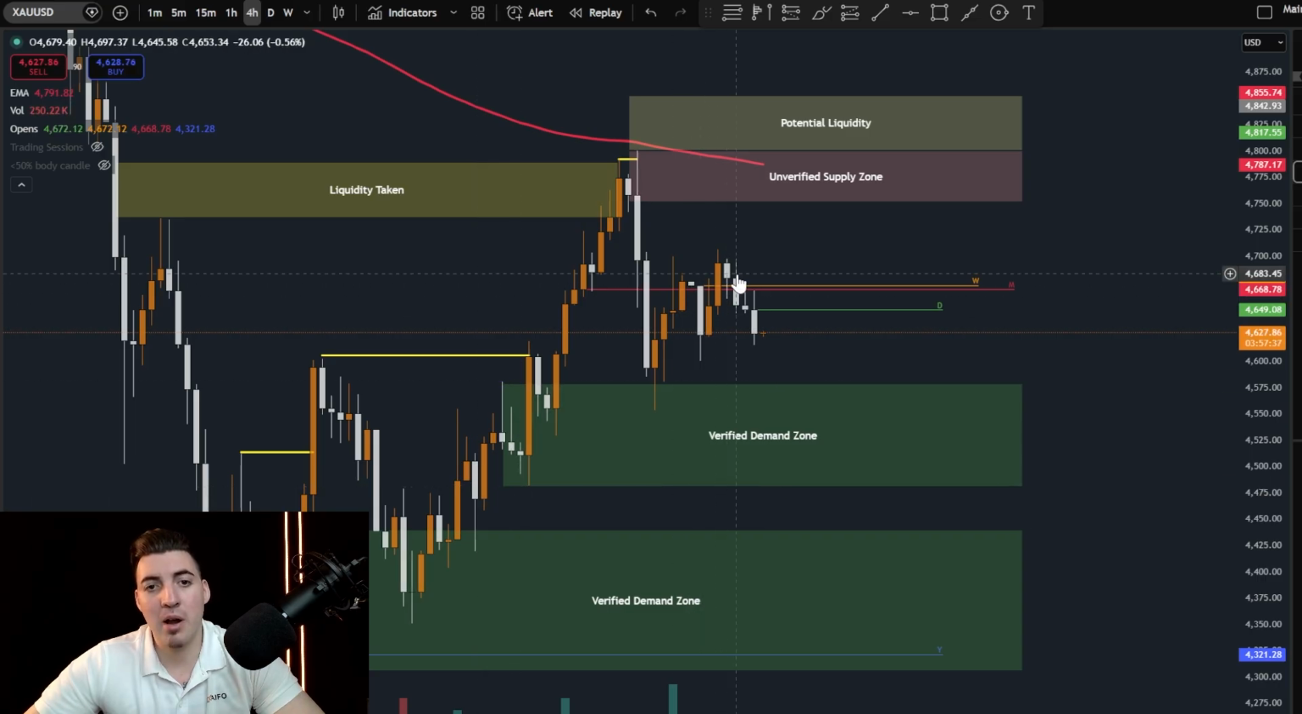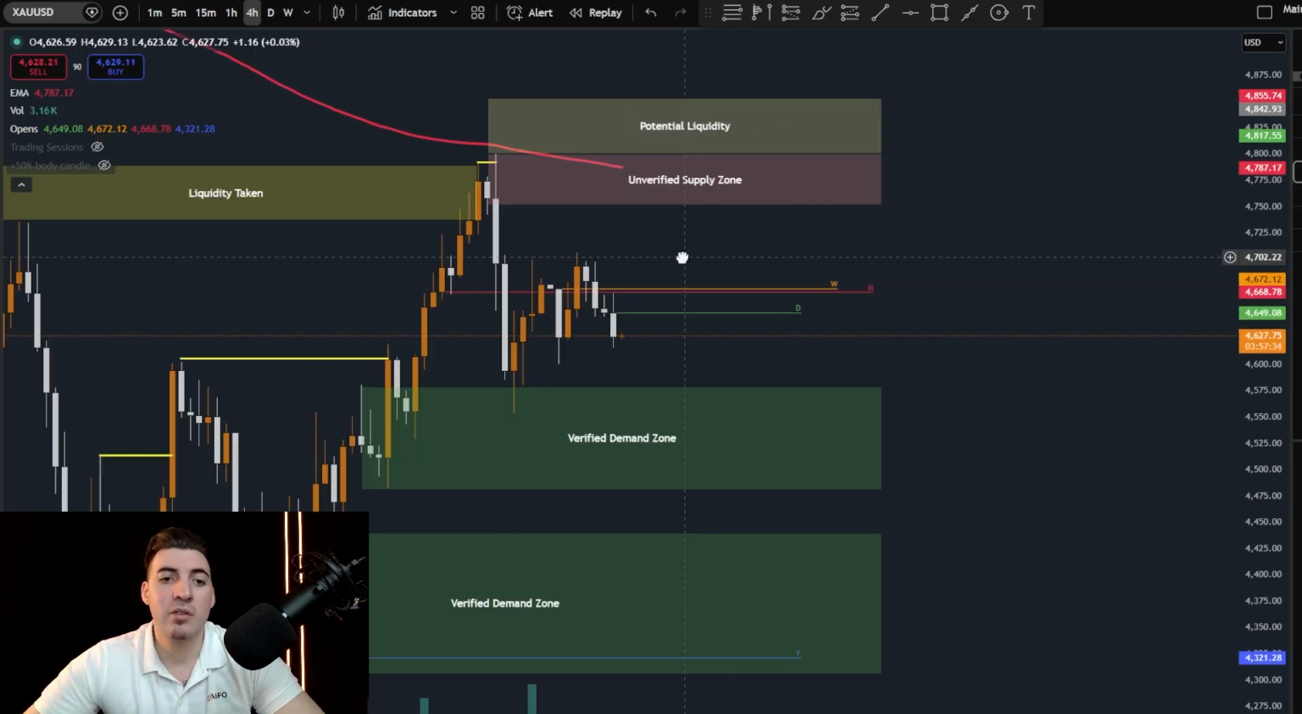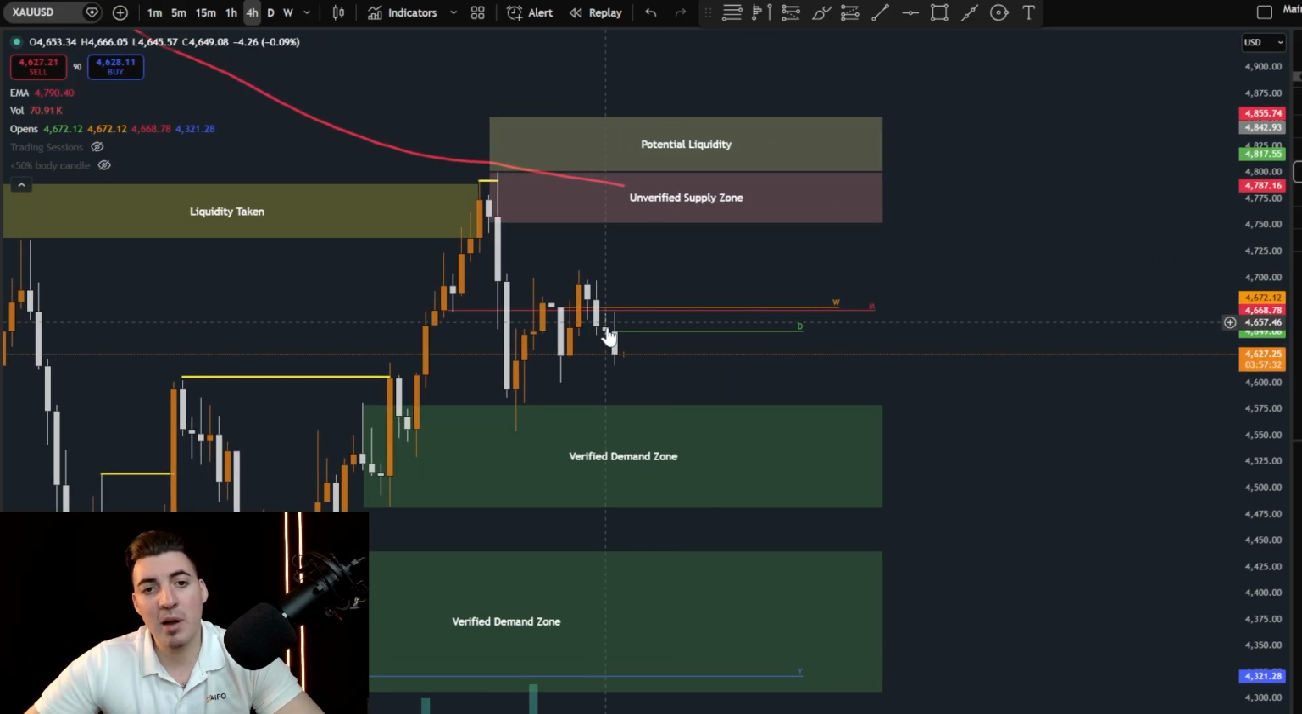Now we can see that the price is in a consolidation mode. So what could be happening at the moment is we might see the price head back to this verified demand zone. It may continue consolidating, or it may push itself up and have a bit of a reaction when it enters a supply zone, maybe even going as high as the potential liquidity zone before then pulling itself back down and then pushing itself back up.